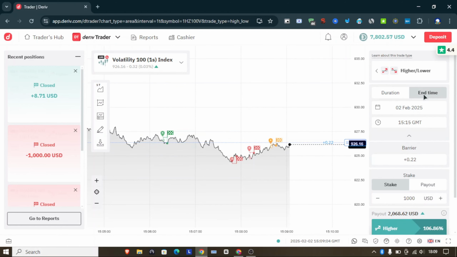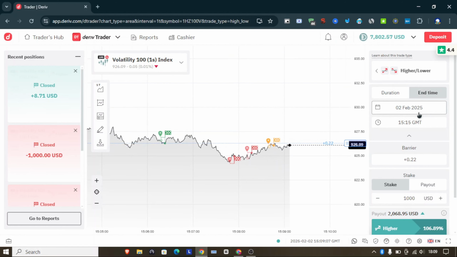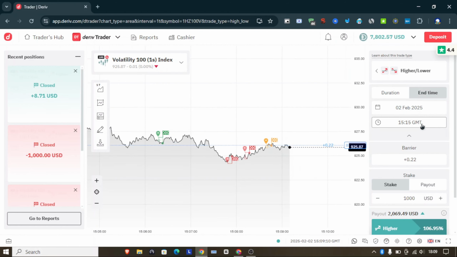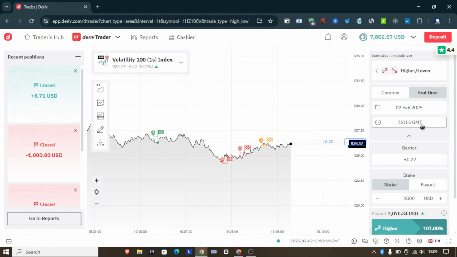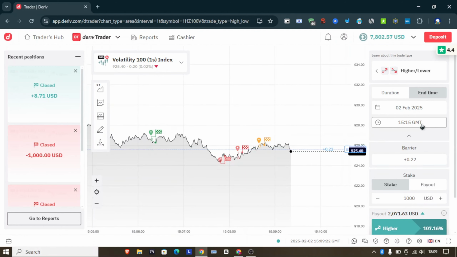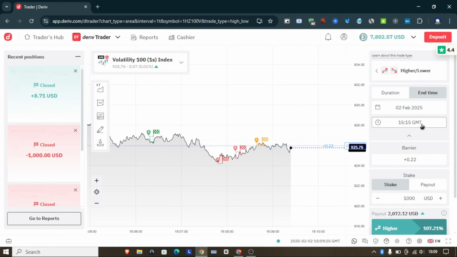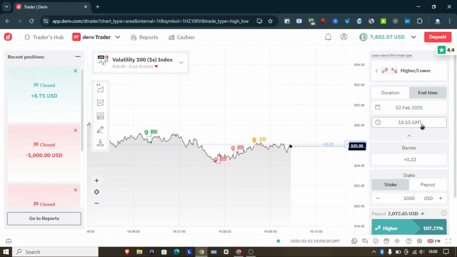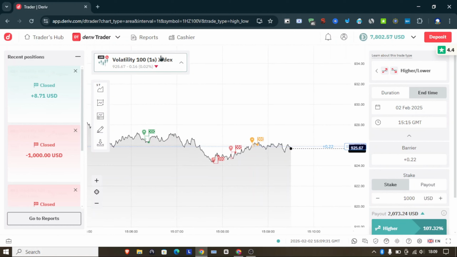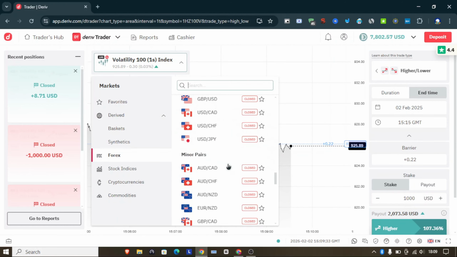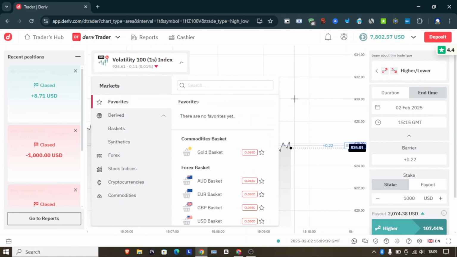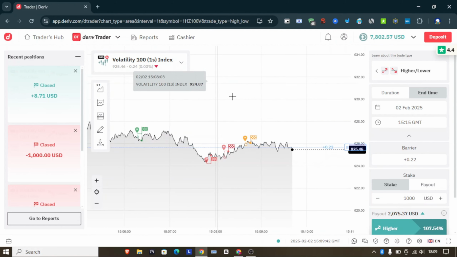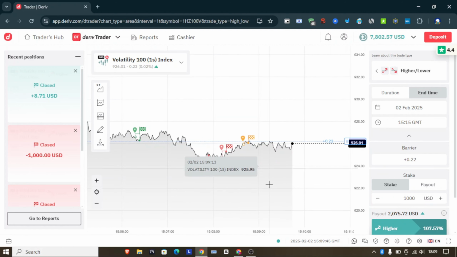And on the end time, you can just set when your trade will be closed. The more time it takes to close your trade, the less the profit. So the less time your trade takes to be closed, the more profit you have. And then you can also trade the real market. Today they are closed, and the disadvantage of these real markets is that they move so slow.